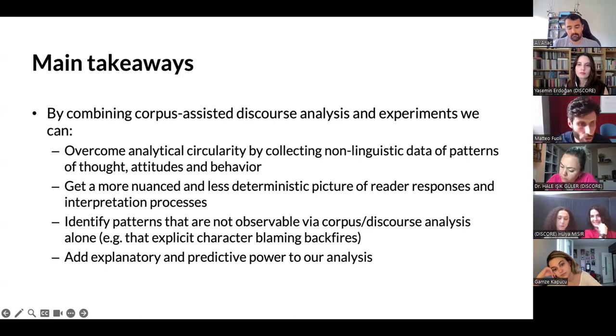We also get a more nuanced and less deterministic picture. This enables us to get more nuance about how people react, and sometimes identify patterns that are not observable through corpus discourse analysis alone, and that can only be discovered through experimental or similar kinds of methods. For instance, the fact that explicit character blaming backfires. We cannot tell that from the language use alone. And by incorporating experiments, we can also add explanatory and predictive power to our analysis.